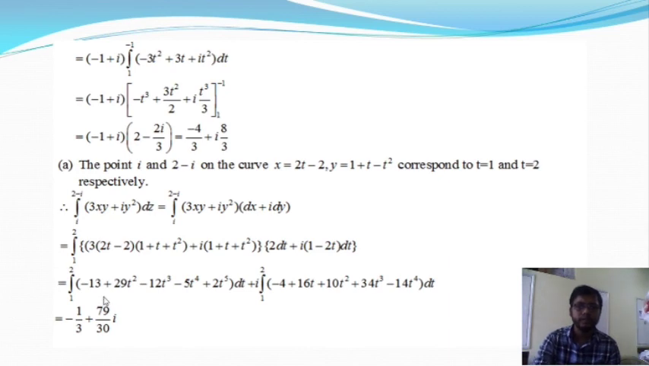So after integration we will get the value, and the value is actually minus 1/3 plus 79 by 30 into i. So this is actually the value of the integration when the curve is x is equal to 2t minus 2 and y is equal to 1 plus t minus t square.